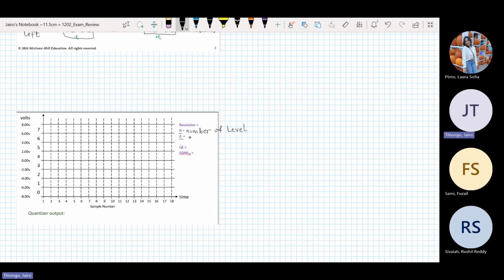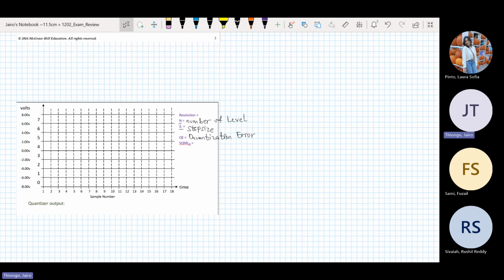Delta means step size. QE stands for quantization error. And SQNR just means the signal to quantization noise ratio, in decibels.